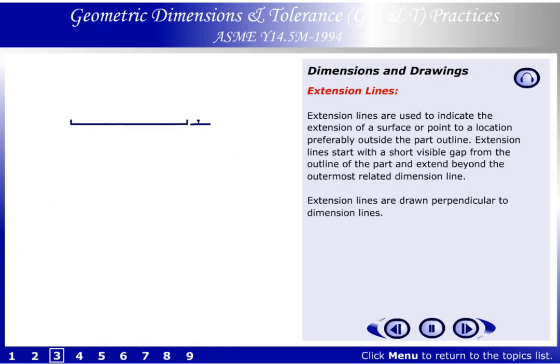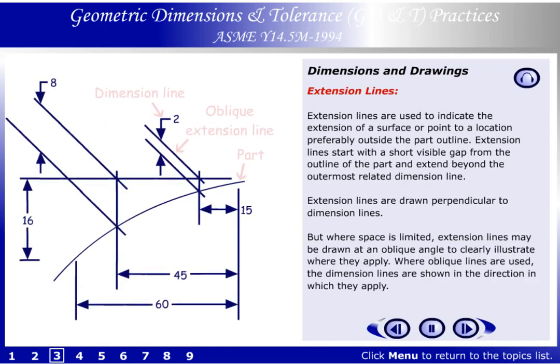But where space is limited, extension lines may be drawn at an oblique angle to clearly illustrate where they apply. Where oblique lines are used, the dimension lines are shown in the direction in which they apply.